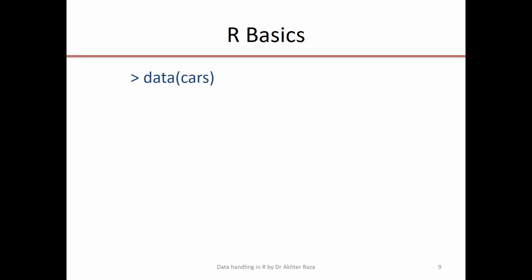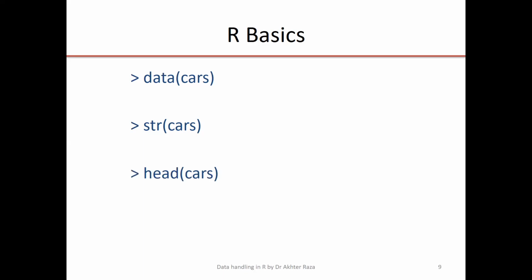So what does the cars object contain? That can be shown by str(cars). Cars is a data frame in R. And what are the fields in this data frame? What are the data types of each field? That can be seen by str. Str stands for structure, and the structure of cars will be shown.